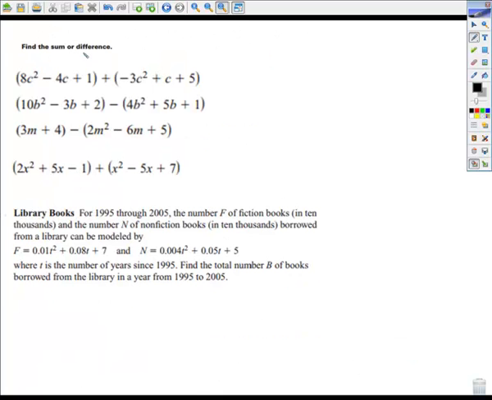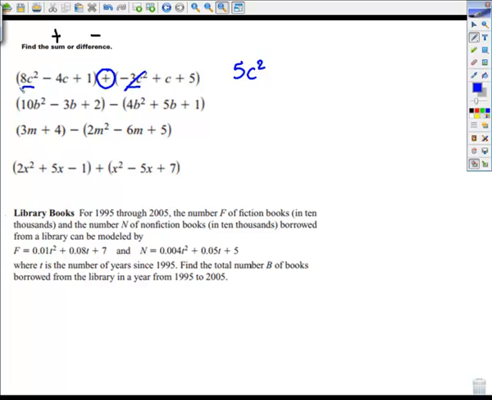Okay, now we're going to find the sum or difference. Sum we know means add, difference means subtract. So what you do with these is you look from left to right. In between the 2 polynomials we have an addition sign. So now all you do is collect the like terms. So 8c squared plus a negative 3c squared is 5c squared.